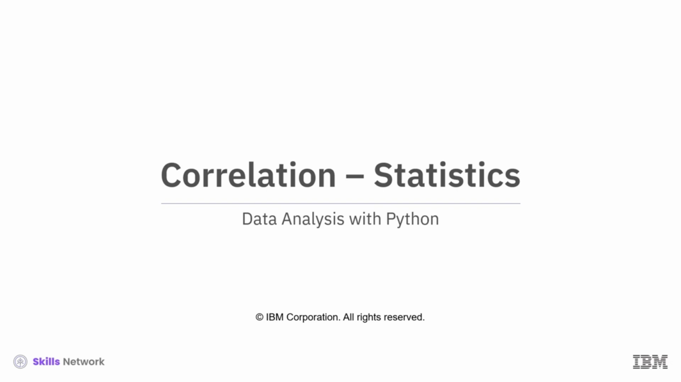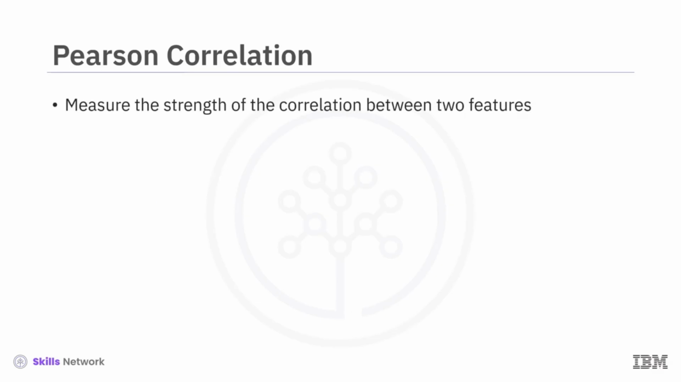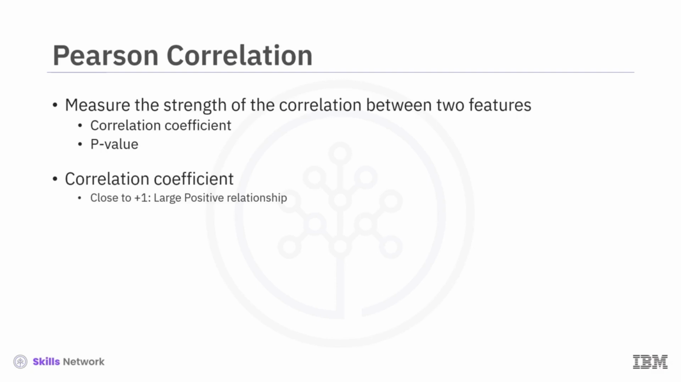In this video, we'll introduce you to various correlation statistical methods. One way to measure the strength of the correlation between continuous numerical variables is by using a method called Pearson correlation. Pearson correlation method will give you two values, the correlation coefficient and the p-value. So how do we interpret these values? For the correlation coefficient, a value close to 1 implies a large positive correlation, while a value close to -1 implies a large negative correlation, and a value close to 0 implies no correlation between the variables.